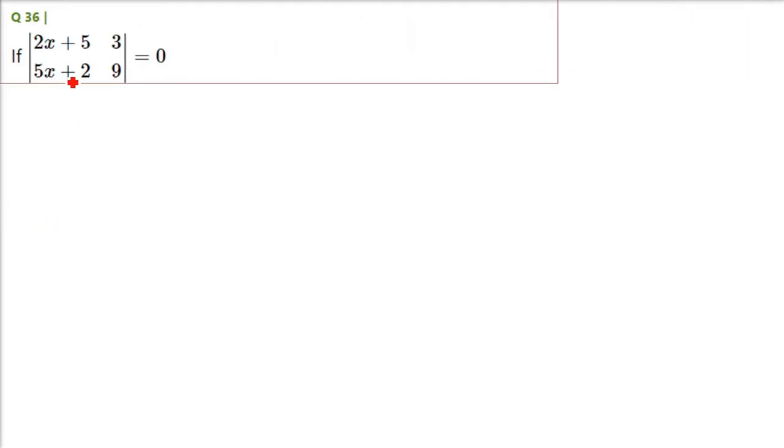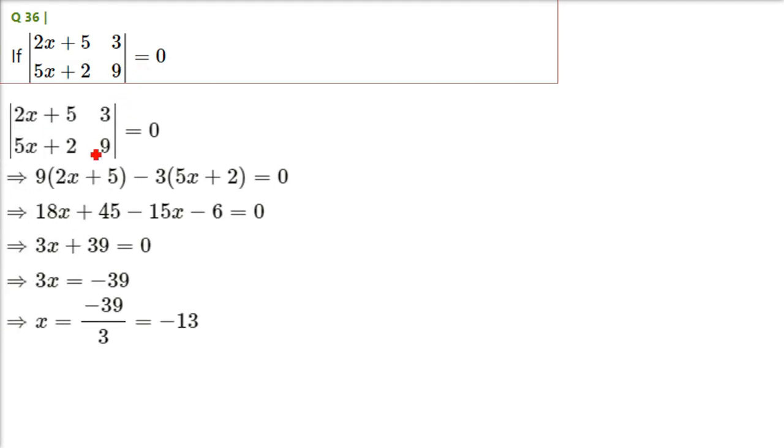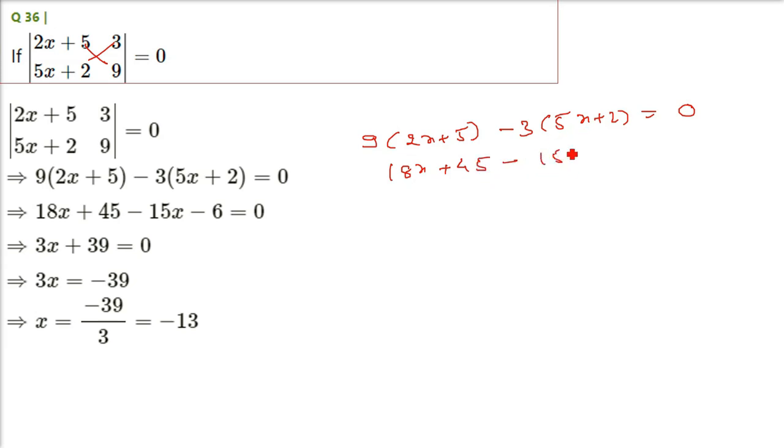Now this is equal to 0. So just cross multiply and subtract. So (2x plus 5) into 9 minus 3 into (5x plus 2) equals 0. So let us just write it as 9 into (2x plus 5), because there are various questions like this, minus 3 into (5x plus 2) equals 0. So 18x plus 45 minus 15x minus 6 equals 0. 18x minus 15x is 3x. 45 minus 6 is 39. So x equals minus 39 by 3, and this is going to be negative 13.